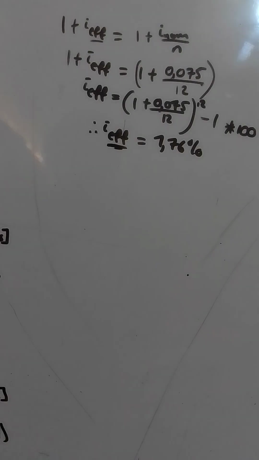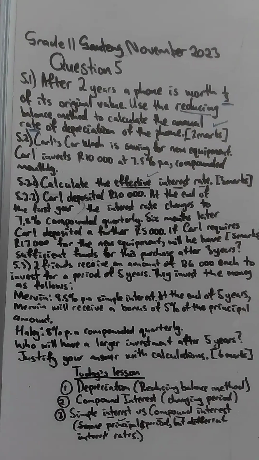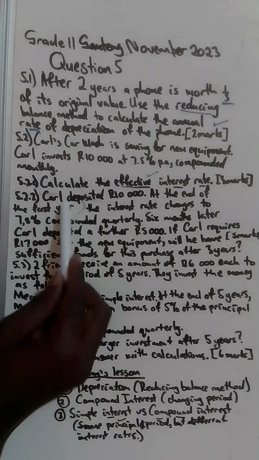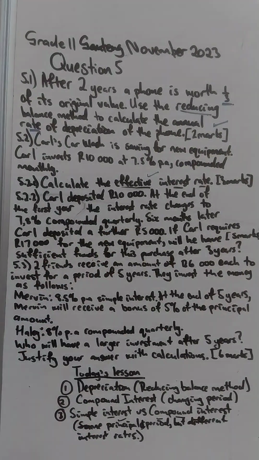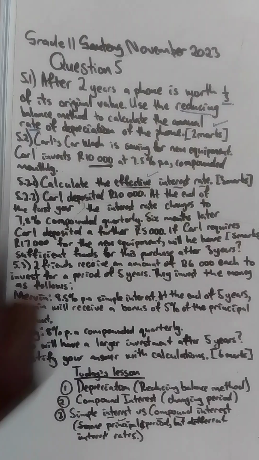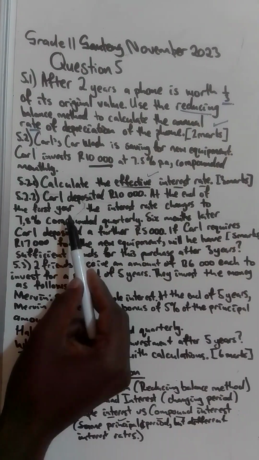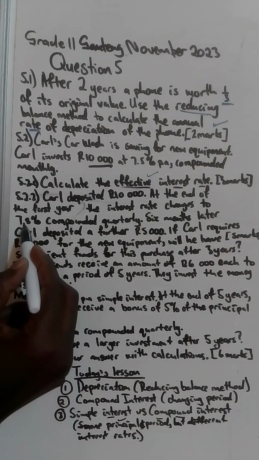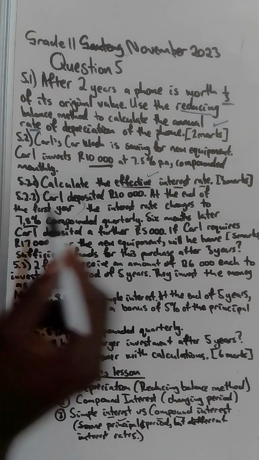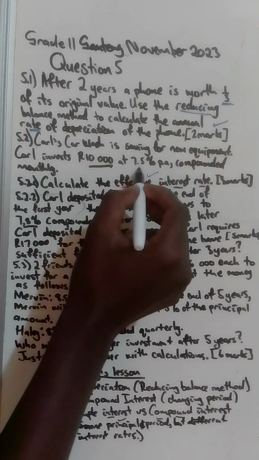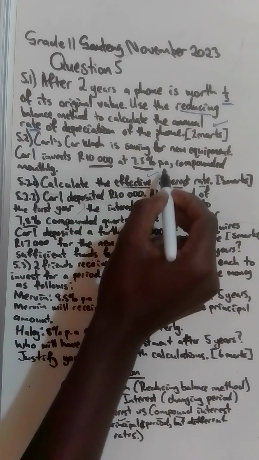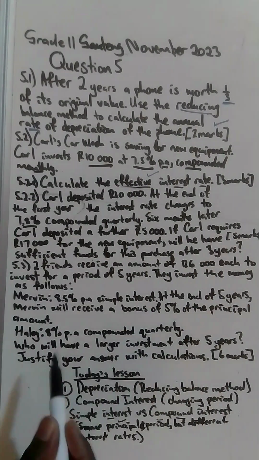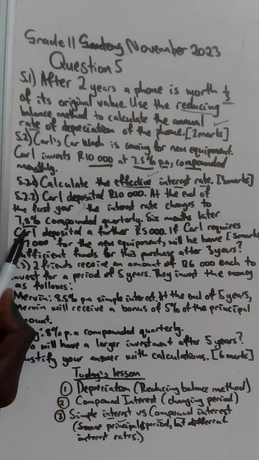All right. So let's go to the next question. On this particular question 5.2.2, it states that Cow deposited 10,000 rands, which we were told earlier on here. At the end of the first year, the interest rate changes to 7.8%. Very, very key. It's changing from what? Remember, we're told that it was compounding at 7.5% per annum, compounded monthly. Now it's changing from 7.5 to 7.8.